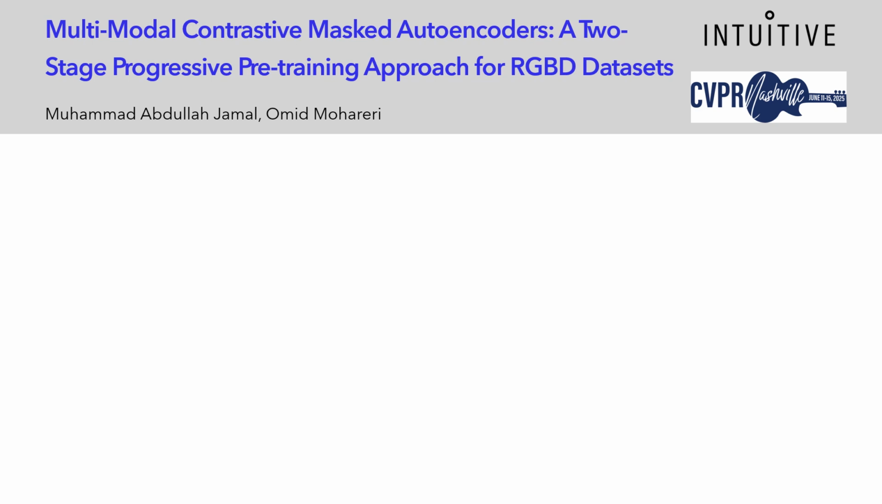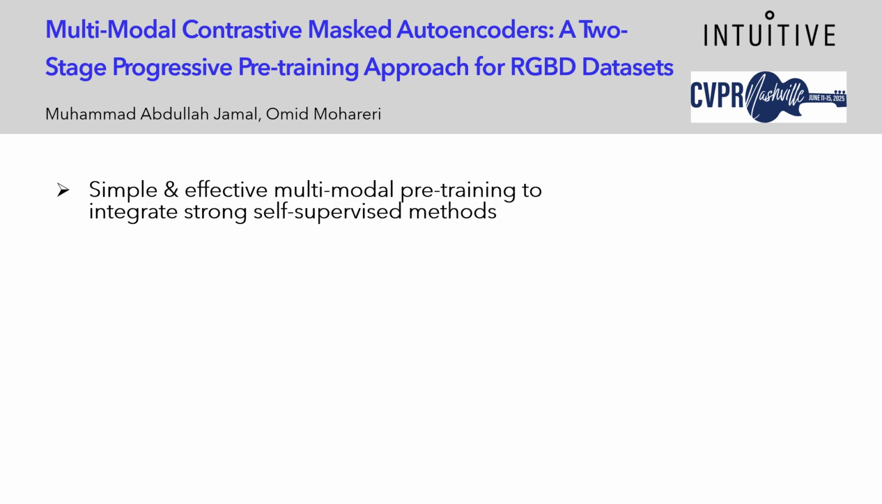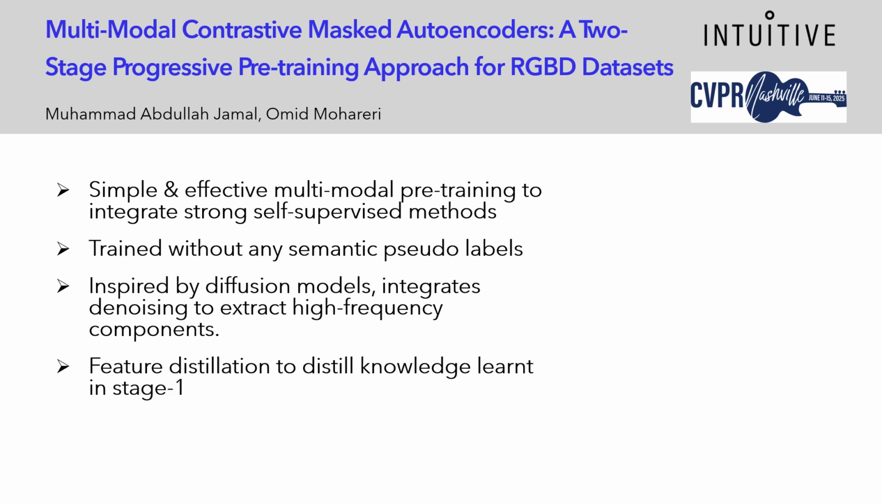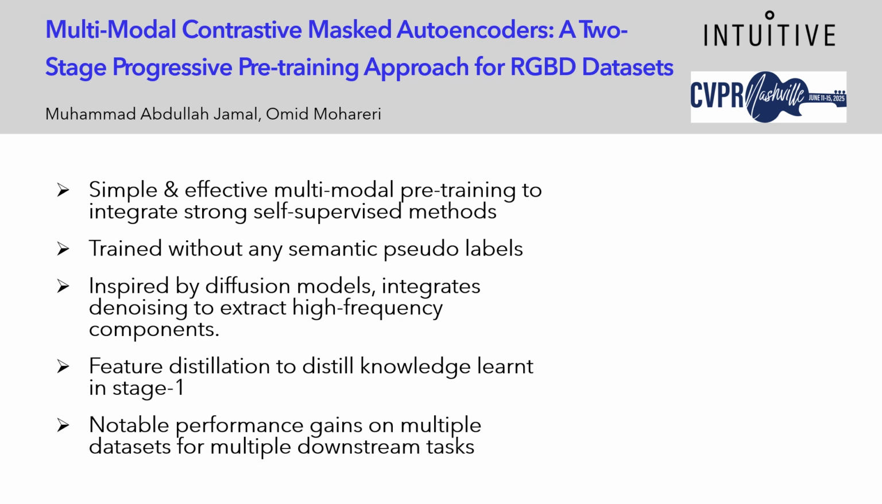To conclude, we proposed a simple and effective multi-modal pre-training to integrate strong self-supervised methods. We train our model without any semantic pseudo labels. Inspired by diffusion models, we integrate denoising to extract the high-frequency component. We also integrate feature distillation to distill knowledge learned in the second stage. And finally, we see notable performance gains on multiple datasets for multiple downstream tasks.